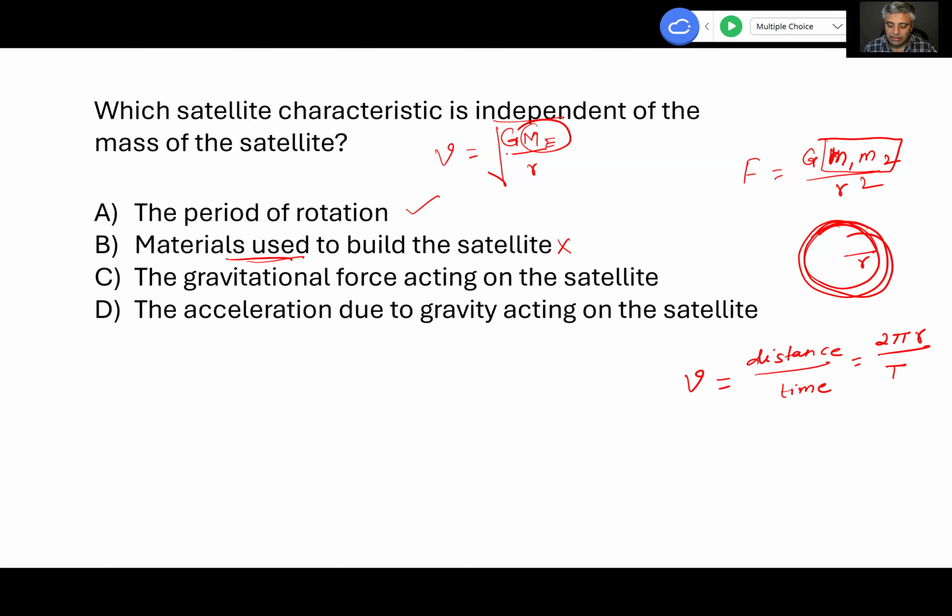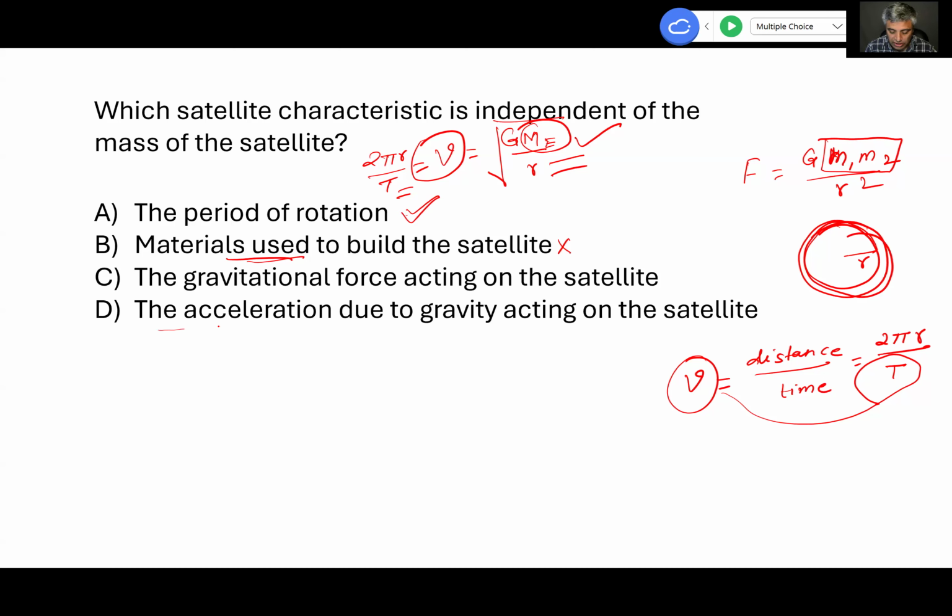So it is not the mass of the satellite. This is the mass of the Earth. So it does not depend on the mass of the satellite. So speed does not depend on it. And the period of rotation, see how it is related. We can see by just looking at this equation and plugging in there. See how T also does not depend on the mass of the satellite. So yes, this is correct.